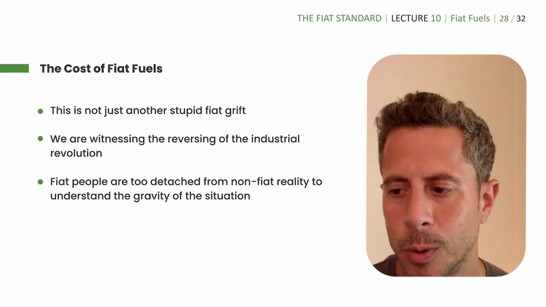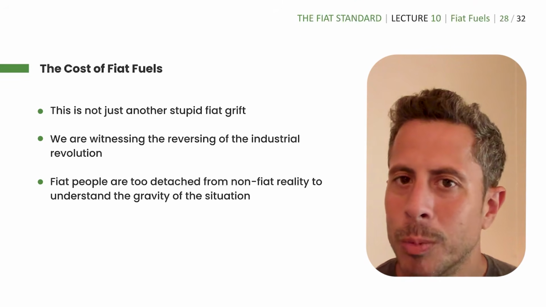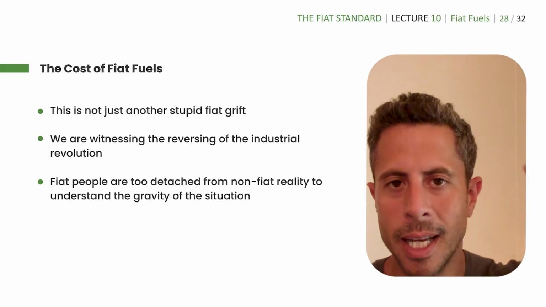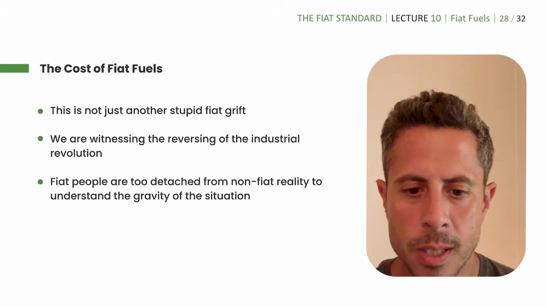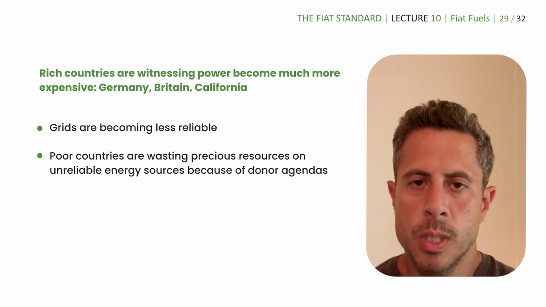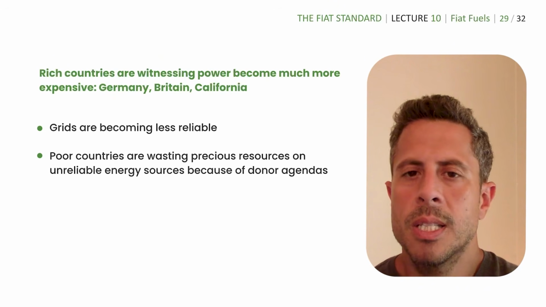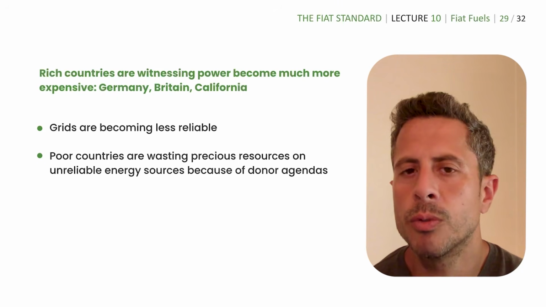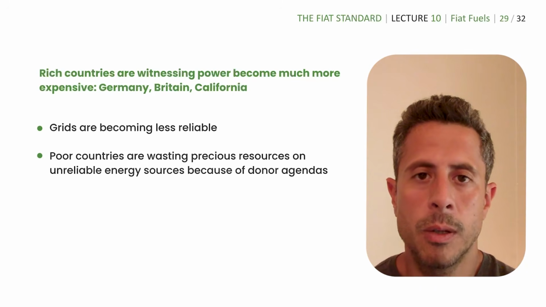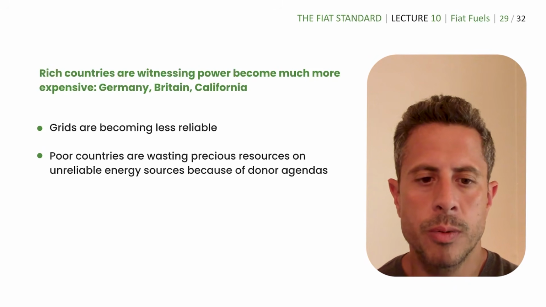Or just don't get on airplanes, or get off at the next stop. But if you want to be on an airplane, you need wings. That's just the technology that we have. Build an airplane without wings and then tell us about the drawbacks of wings. But what we're seeing now is rich countries are witnessing power become much more expensive. You see this in Germany, you see it in Britain, you see it in California, you see it in many, many places. Places that in the 50s, 60s, 70s had 24/7 reliable electricity are now having blackouts, becoming more and more regular, and grids are becoming less and less reliable.